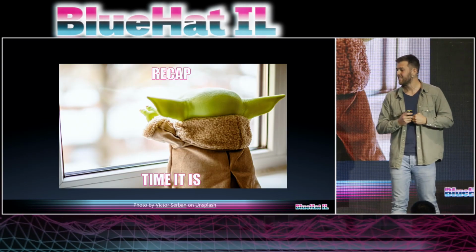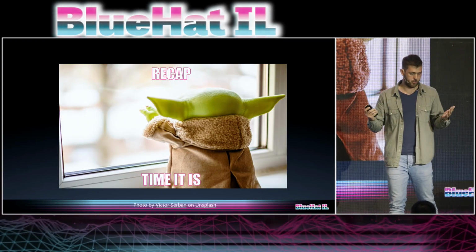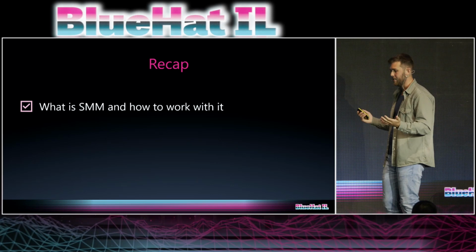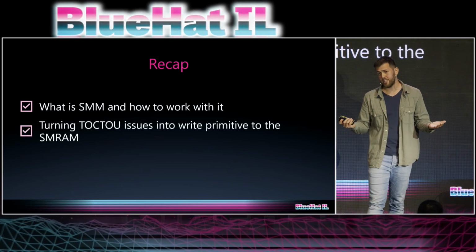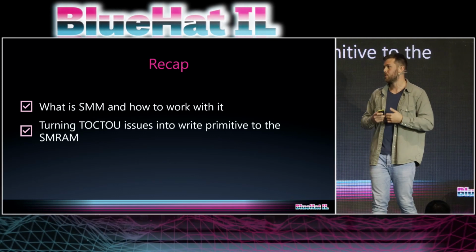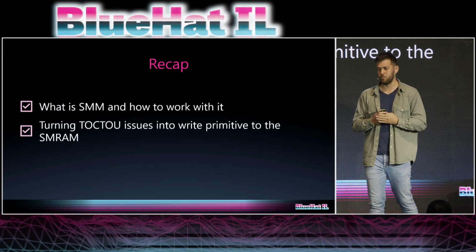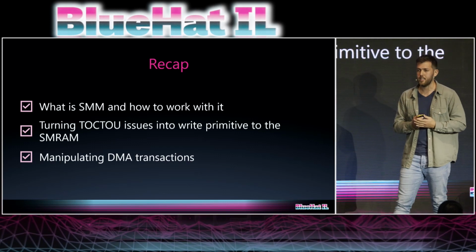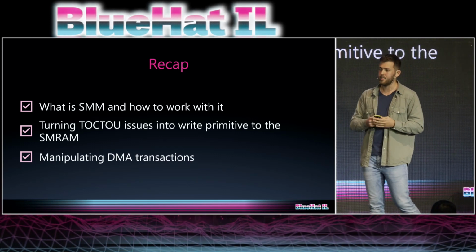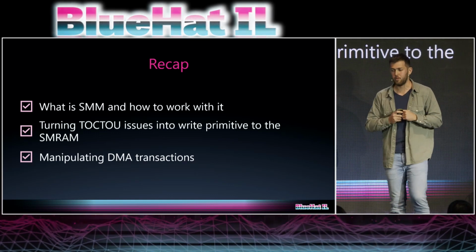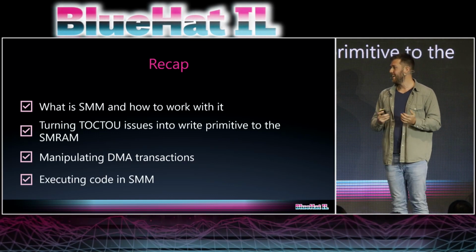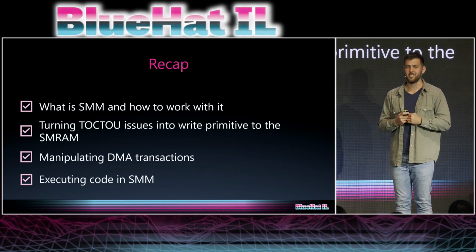All right, so now let's do a small recap of what we did so far. We discussed what SMM is and how we can communicate with it. We also discussed what time of check, time of use issues are, and how we can convert them into write primitives to the SMRAM. Finally, we discussed how we can manipulate DMA transactions such that they will help us to exploit these time of check, time of use issues. And we also discussed how to execute code inside SMM.